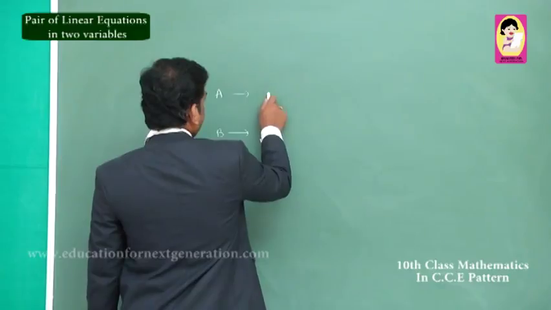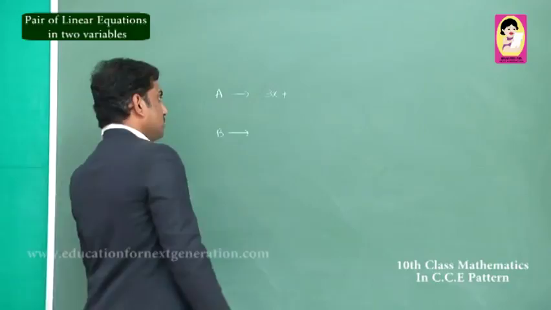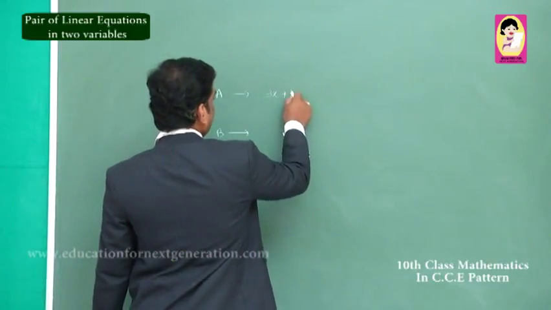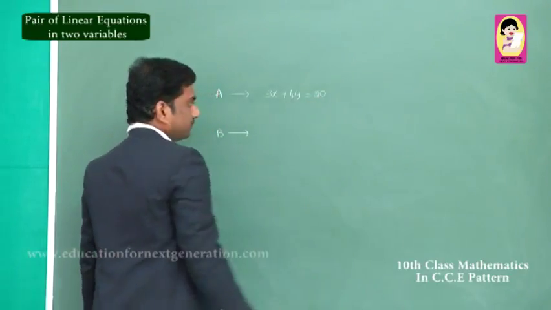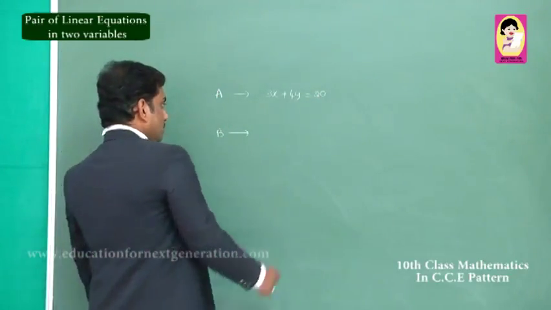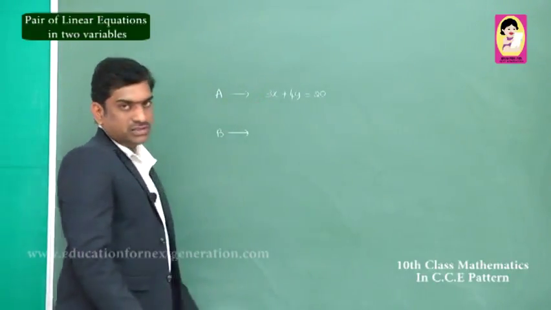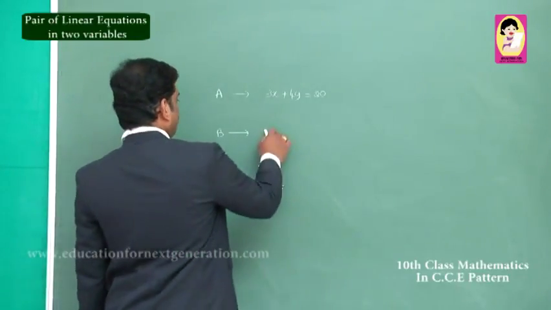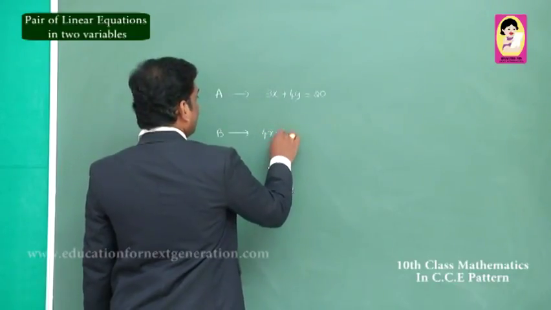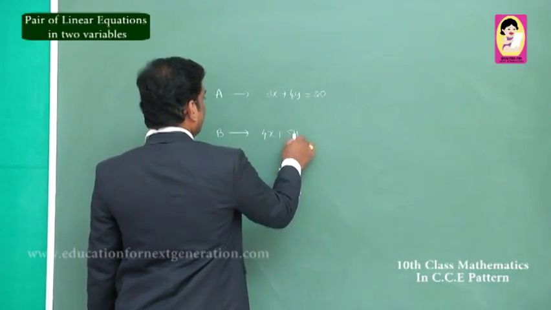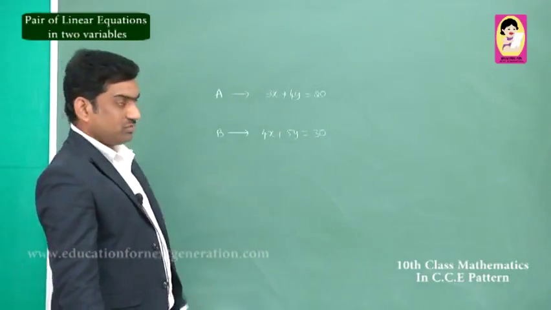The cost of each red pen is 3 rupees, so 3x, and the cost of each blue pen is 4 rupees, so 4y, and he paid a total amount of 20 rupees. And student B also purchased some pens. Here he purchased red pens at 4 rupees and blue pens at 5 rupees, and he has paid 30 rupees. Okay, this is the situation.